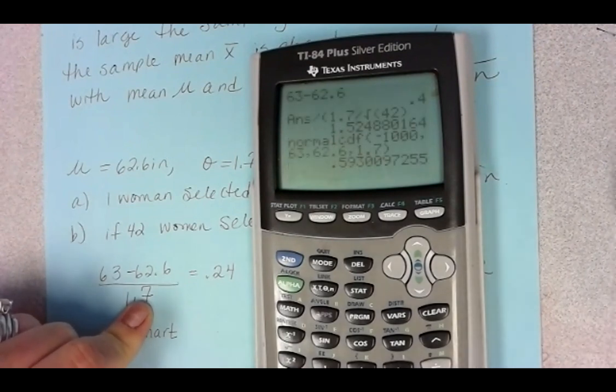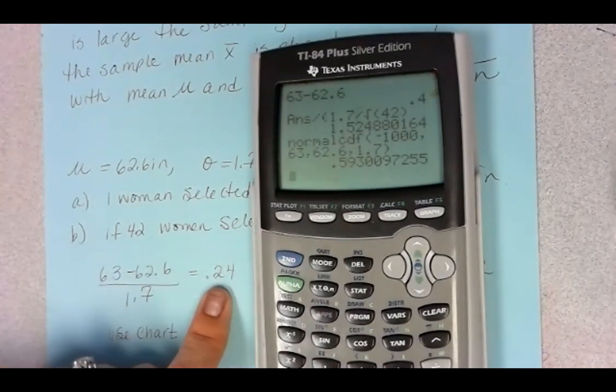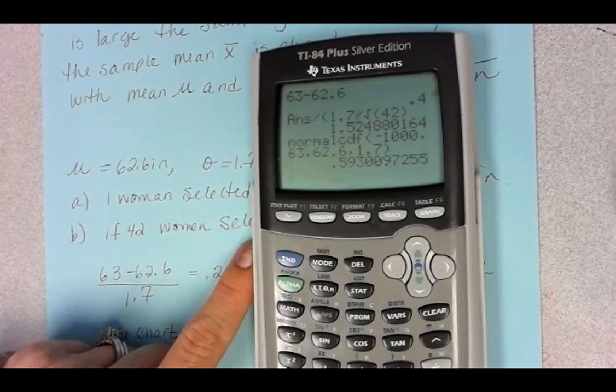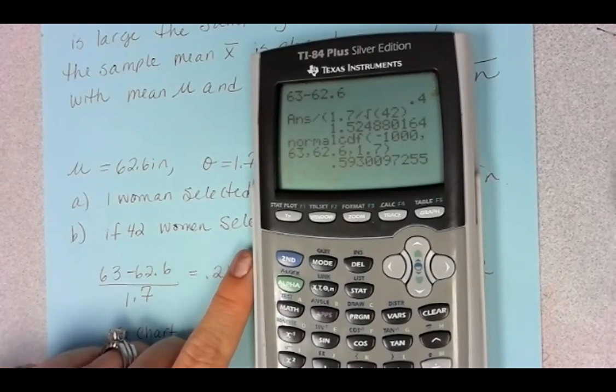So there is your probability, 0.5930. You could have also gotten this by looking it up in the table, but I do want you to practice with your calculator for this because not all problems in your homework will be giving you a table, so I want you to be able to do it both ways.